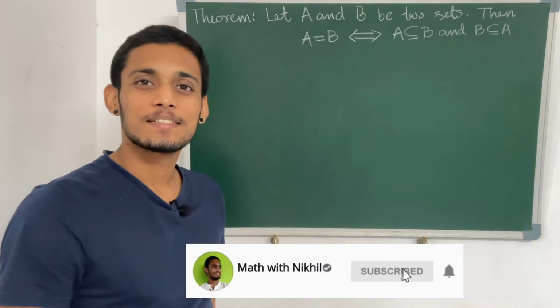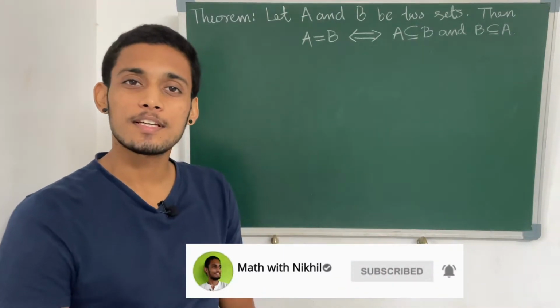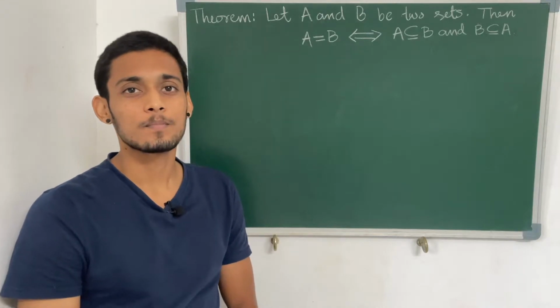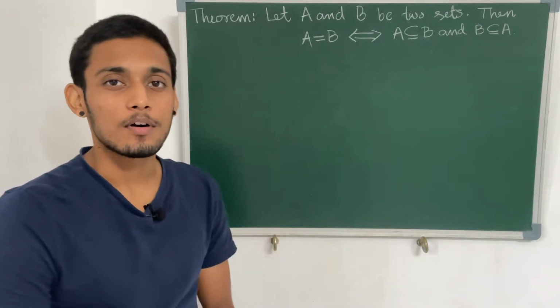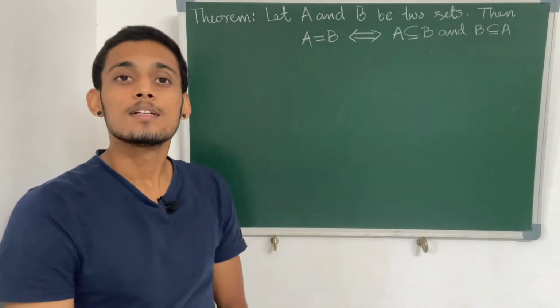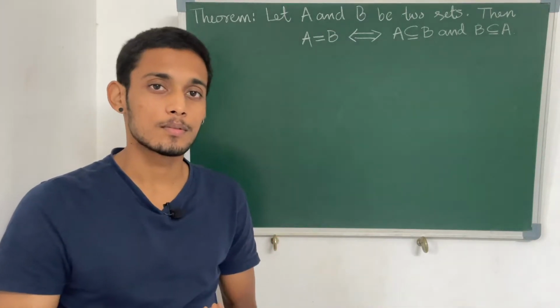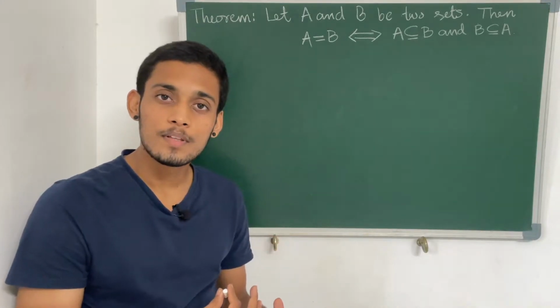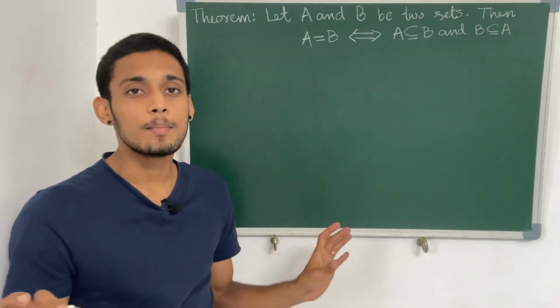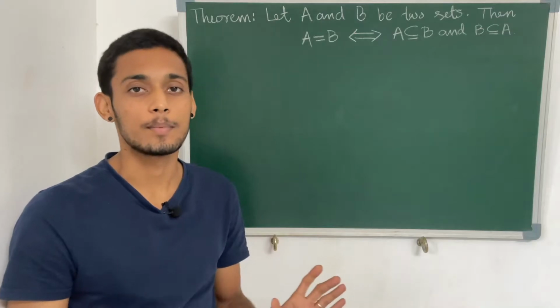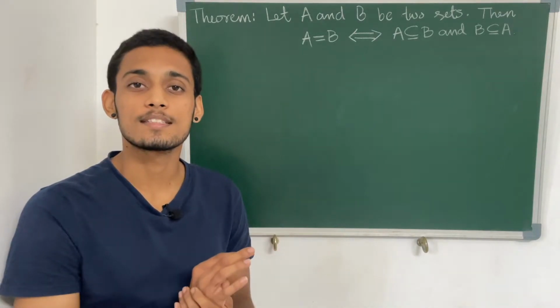Hello friends. So in this video we are going to see a very important result as the consequence of the subset. So we learned about equal sets in the previous videos. We say that two sets are equal if they have the same elements in them, exactly the same elements. Then we consider two sets as equal.